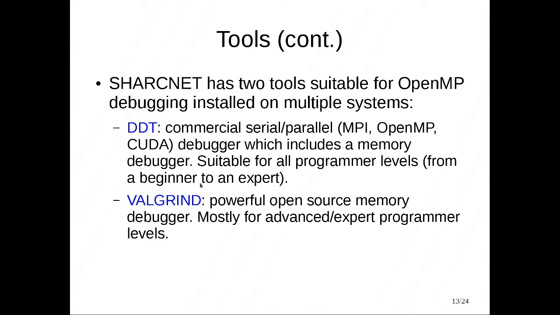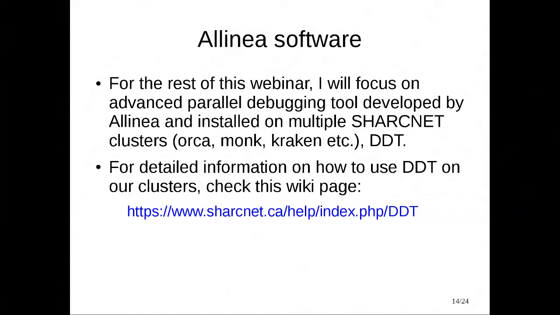This tool is suitable for all programmer levels, from beginner to expert. If you're a more advanced programmer, then you might find the other tool very useful, Valgrind, which is an open source memory debugger. Apparently it is very good for debugging OpenMP, but it's fairly advanced, and we will not have time to go through those advanced features. So we will focus for the rest of the talk on a specific debugging tool, DDT. If you need to know more detail, please check the software page on our web portal dedicated to DDT.